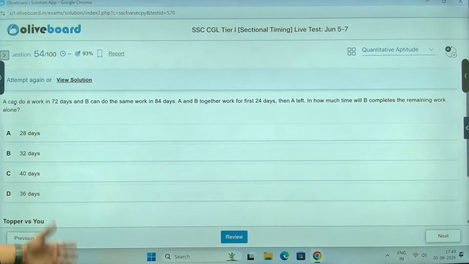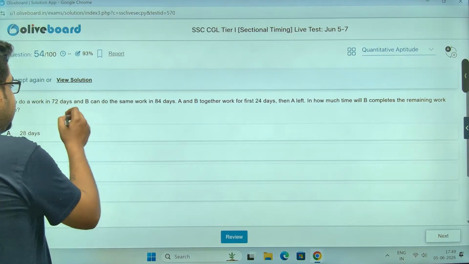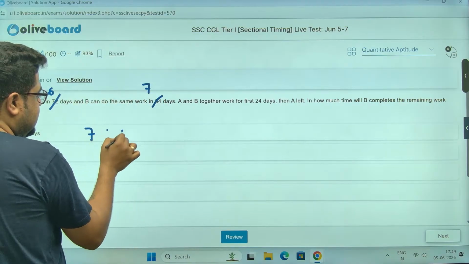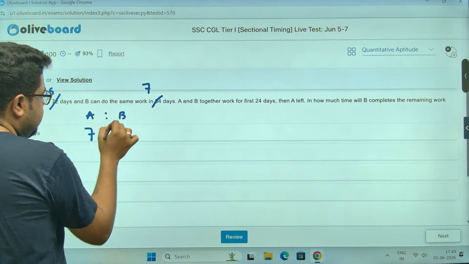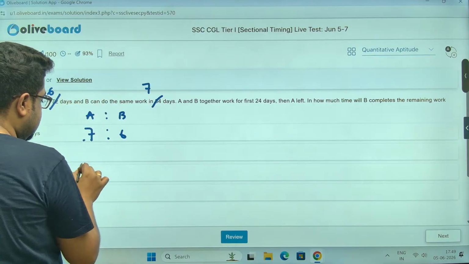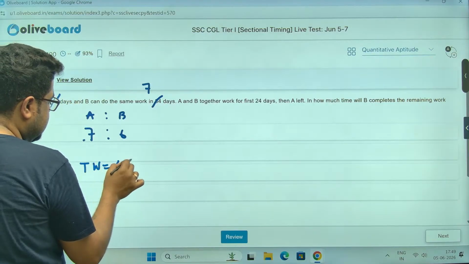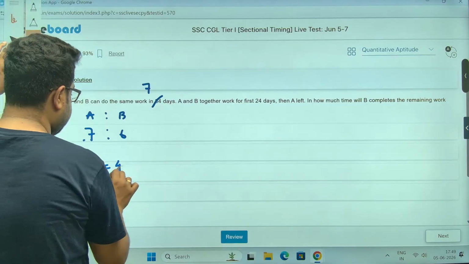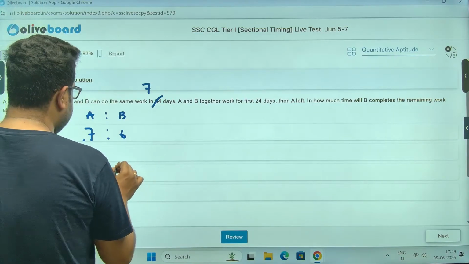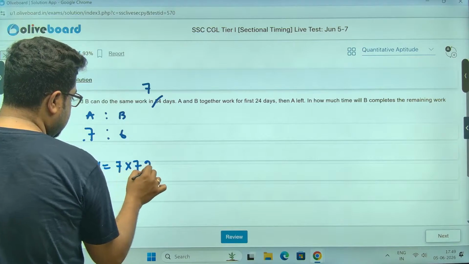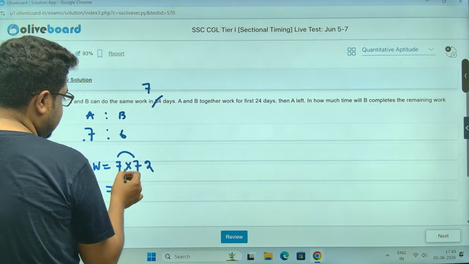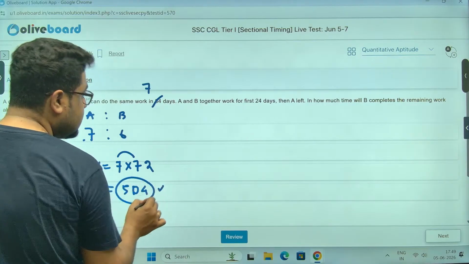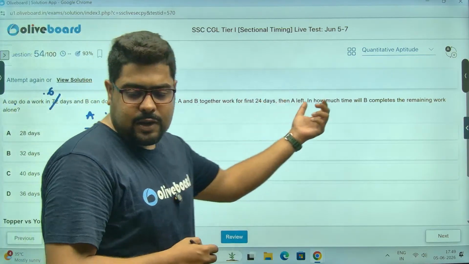Next one: A can work 72 and B 48, C 84. Time ratio 12, 6, 12, 7s. So efficiency ratio will be this, 6:7 opposite. Total work will be 7 into 72, so 490 and 14, 504 units. A and B worked for the first 24 days.